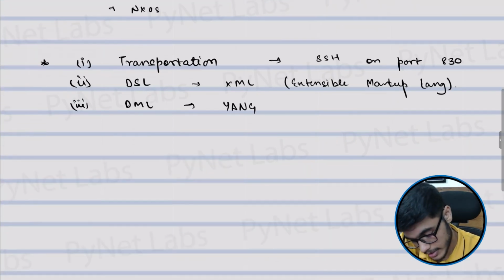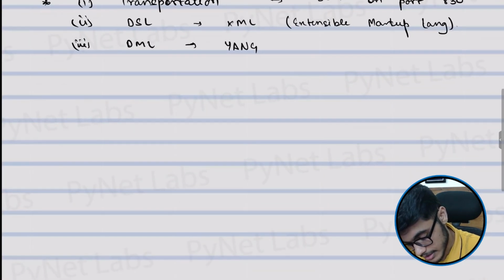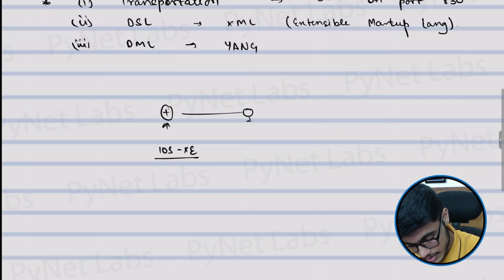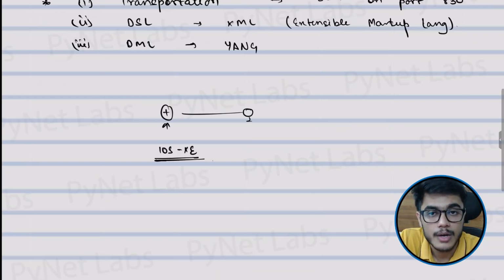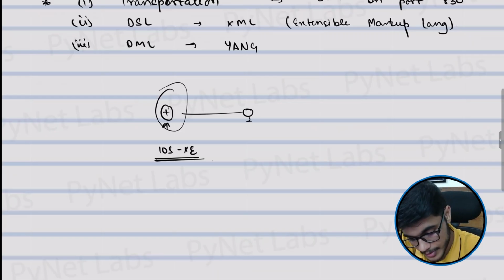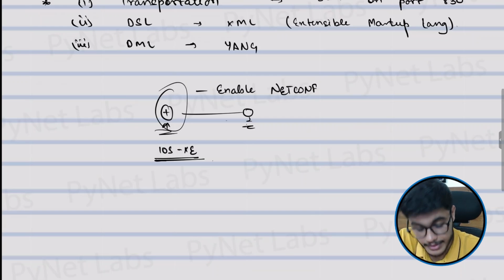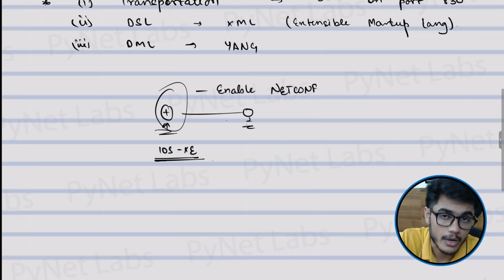The topology that we are going to follow is going to be a router connecting to a Windows jump host, and this router is going to be an IOS XE device. So we are using Cisco's CSR 1000V, which is an IOS XE based device. On this router, first we will enable NETCONF, and then using the management PC, which is this Windows machine, I'll be fetching the running configuration from this device. So we'll see and understand how that goes, right?